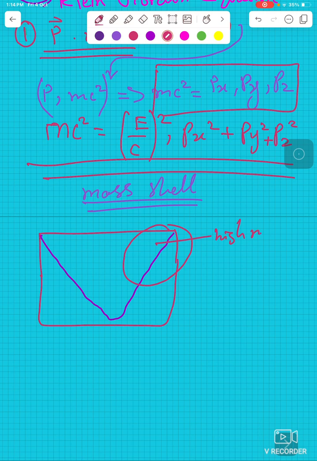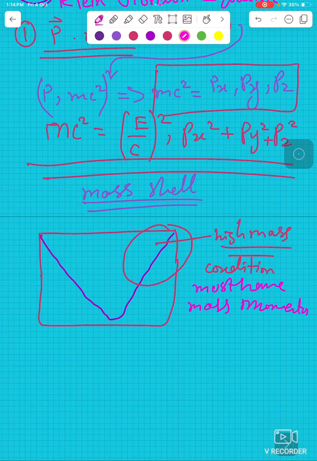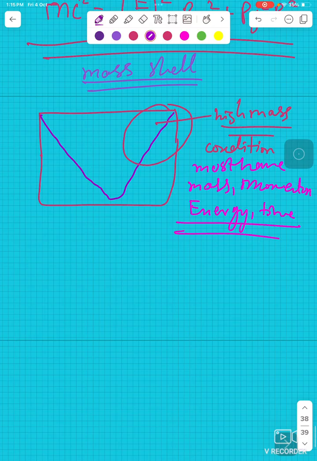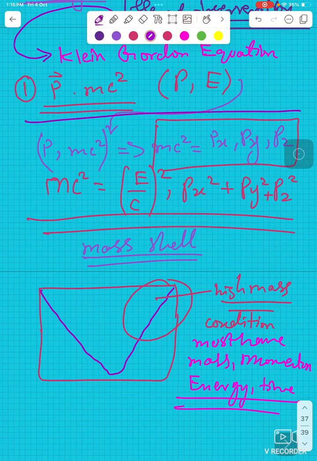High mass. Condition: must have mass, momentum, energy, and I think the last one was time, if I'm right. So this is the mass shell. This is what we were all talking about as mass shell.